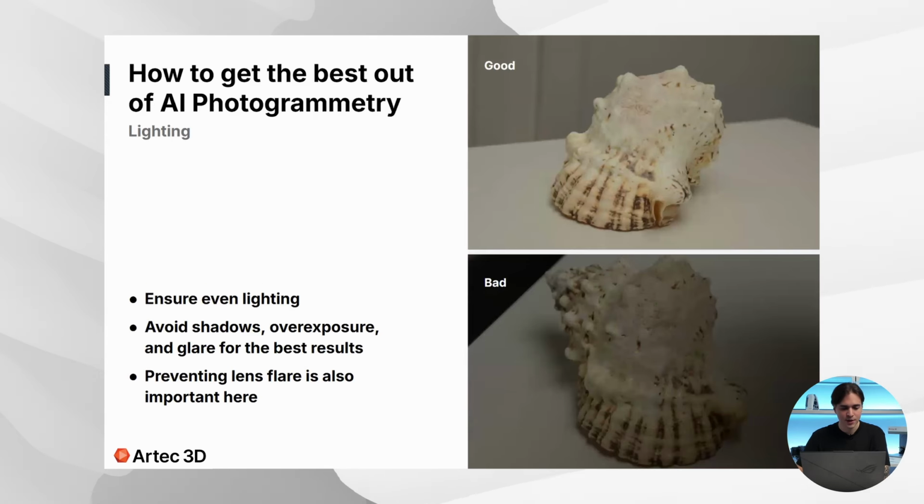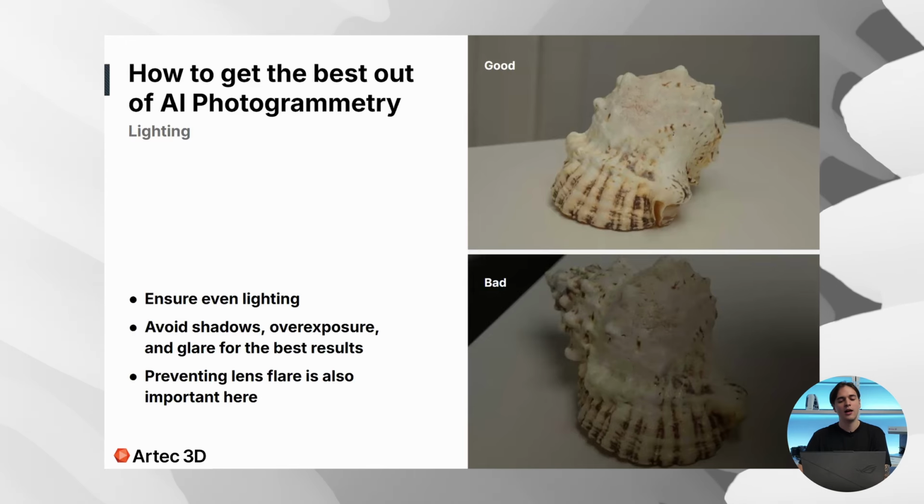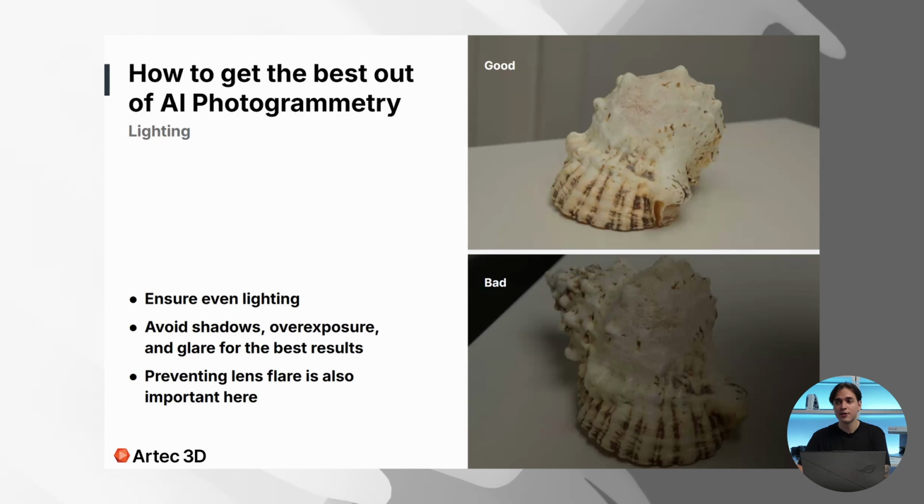Let's take a closer look. So first of all, here is the example that we have. I know it's a bit dramatic, but it conveys the idea pretty well. How to get the best out of your lighting. So first of all, if you're scanning indoors, then consider using a lightbox or additional lights in order to get even lighting, as on the example at the top. Avoid shadows, overexposure, glare, if possible, for the best results.